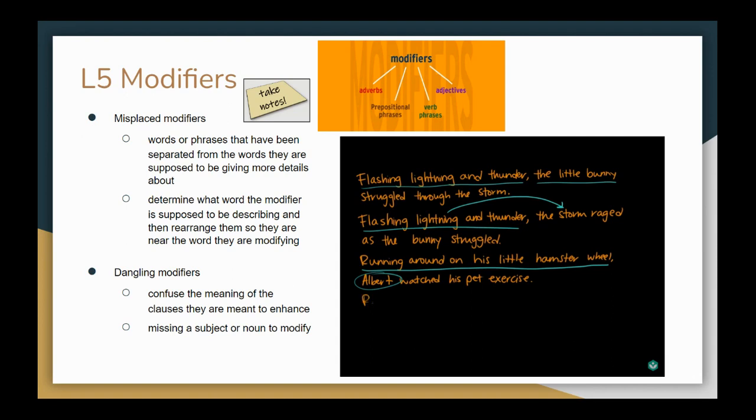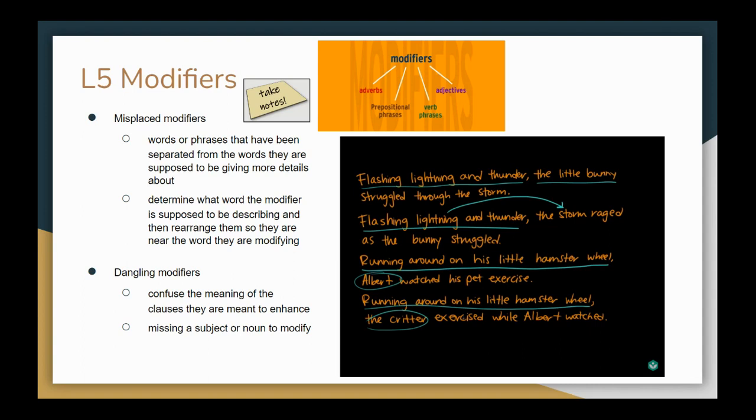Yeah, exactly. "Running around on his little hamster wheel, the critter exercised while Albert watched." Right, so this is how we made our change. We still have "running around on his little hamster wheel" at the beginning, but then we switched around the order of Albert and his pet. So now we have the critter following the modifier that it's supposed to be modified by. Right. Yeah, so that is dangling modifiers and how you get rid of them.